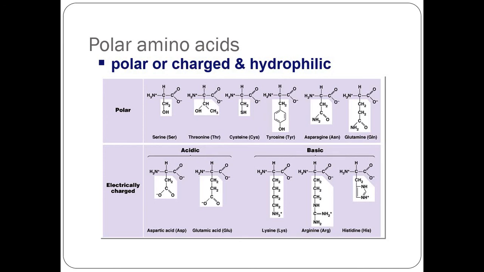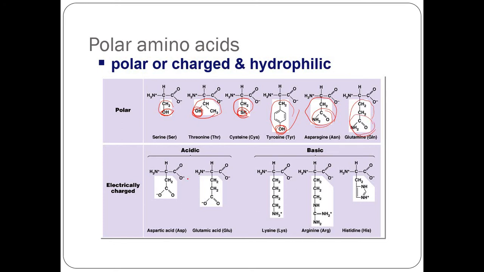Then we also have polar and charged. For polar, we have CH2OH. As you know, this makes it polar. You have threonine, where the OH makes it polar. And then CH2 SH, this SH makes it polar. Then we have tyrosine, where this OH makes it polar. This one, the amide, makes it polar, and this one, another amide, makes it polar.